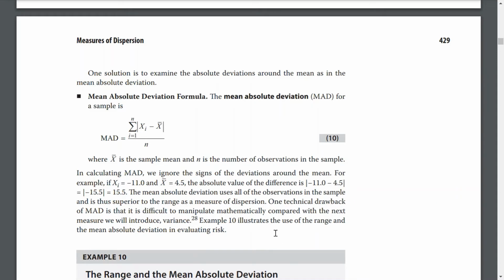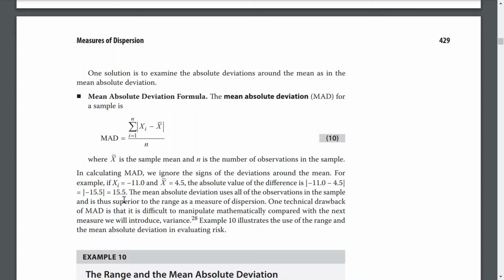For example, if x sub i is equal to negative 11 and x bar is equal to 4.5, the absolute value of the difference is negative 11 minus 4.5, which equals negative 15.5, but we don't look at the negative sign, we just look at 15.5.